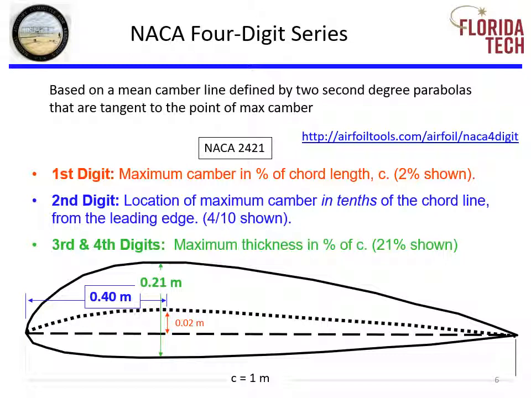The second digit gives the position of the maximum camber in tenths of a chord, 4/10 for this example. And the last 2 digits give the maximum thickness in percent of the chord, 21% for this example. Note that a symmetric airfoil would have a maximum camber of 0, which makes the location of the maximum camber meaningless. Thus, the first 2 digits of a symmetric airfoil would both be 0.